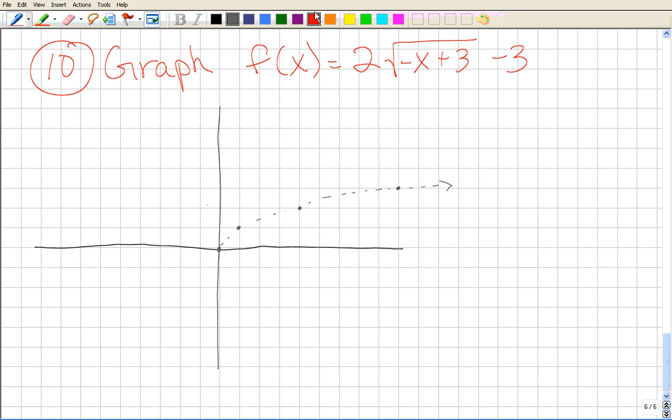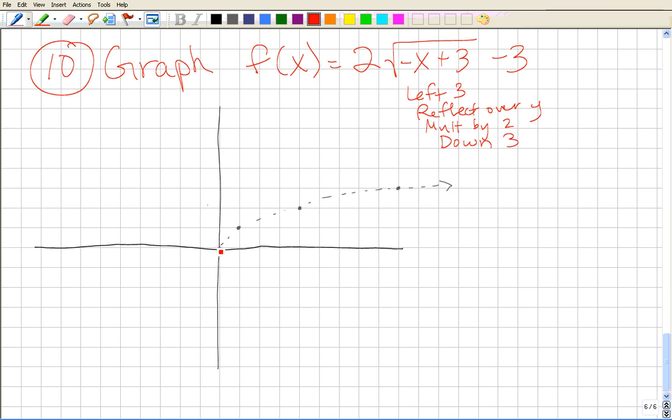But now let's graph our new points. So if we take this point here, this one that was at the origin, we'll go in this order. We'll go left 3, then we'll reflect over the y-axis, then we'll multiply the y values by 2, and then we'll go down 3.